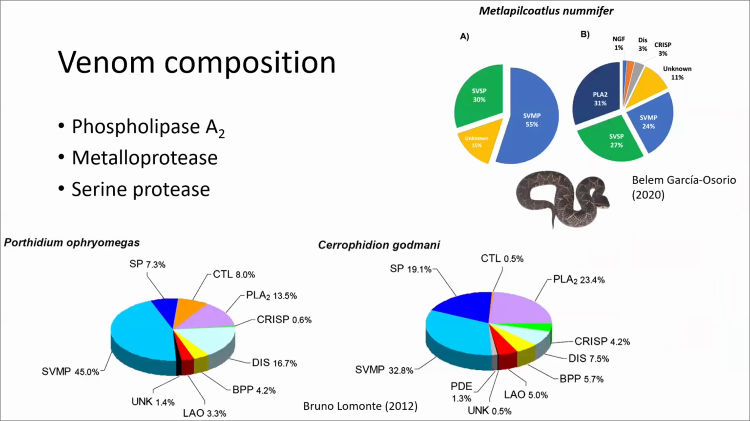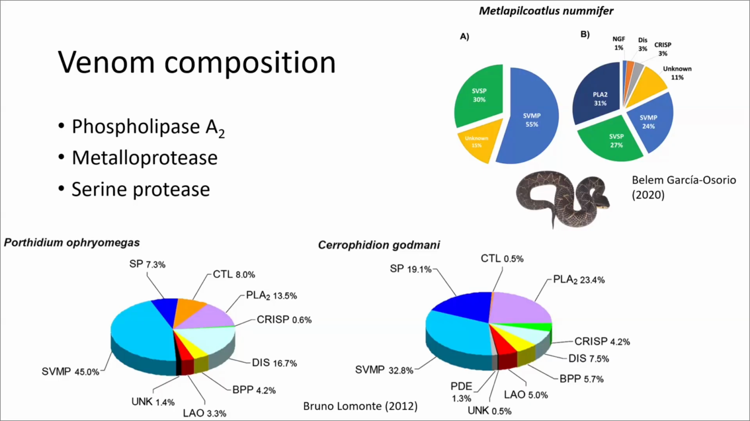There's been a lot of work recently done on the venom composition of these snakes. Recently, there was a genus-wide study on Metlapilcoatlus, and there's been a lot of work done on Porthidium and Cerrophidion as well. And what's been found is that the proteome of these venoms are dominated by phospholipase A2s, metalloproteases, and serine proteases as well.